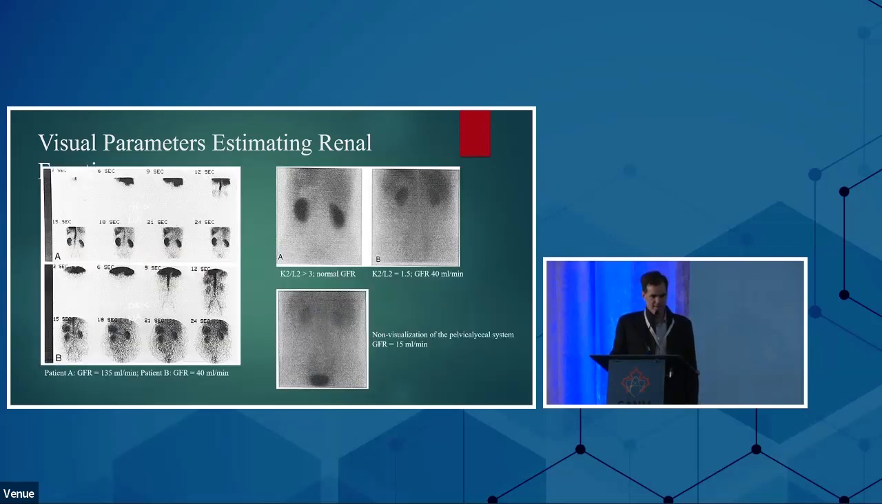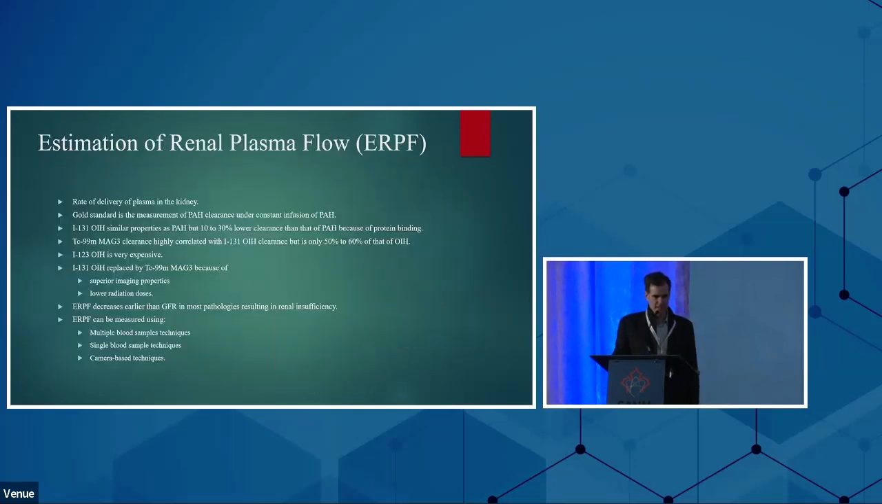And this just exemplifies that the first case shows high kidney uptake compared to the aorta, so the GFR was very good. And the last one, the bottom right, has non-visualization of the pelvic calyceal system, so the GFR was 15, and the one in the middle was in between.